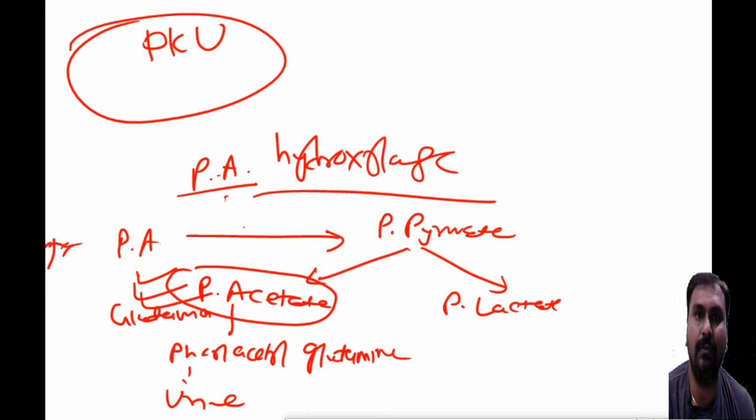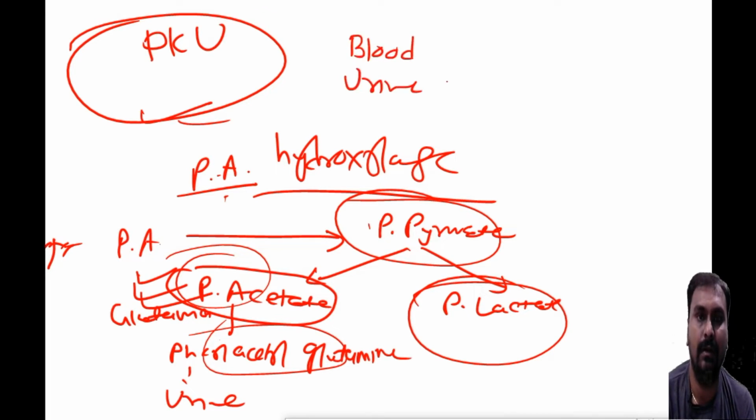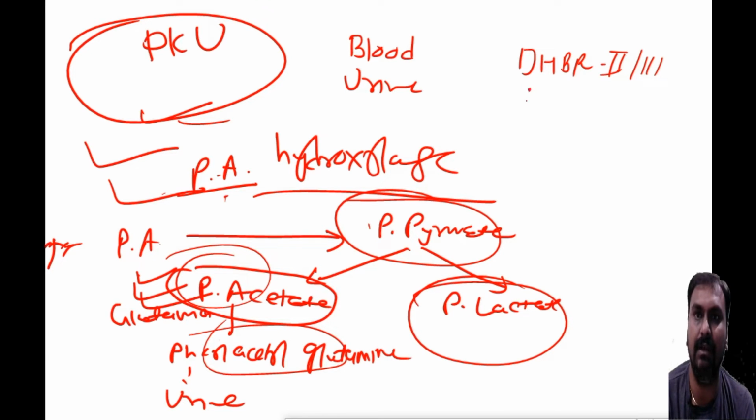So in case of phenylketonuria, phenyl pyruvate, phenyl lactate, phenyl acetate, phenyl acetyl glutamine, all these substances will be accumulated in blood and in the urine. If phenylalanine hydroxylase is deficient, this is called classical phenylketonuria. If dihydrobiopterin reductase enzyme is deficient, it will lead to type 2 and type 3 phenylketonuria. If biopterin is deficient, it will lead to type 4 and type 5 phenylketonuria.